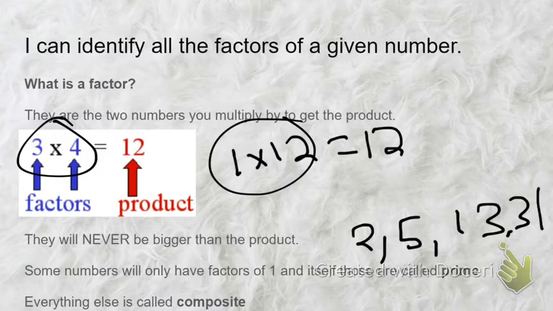Everything else is considered composite, okay? So composite, 12 is an example of a composite number because it has other factors than 1 and itself. Some other composite numbers are 8, so it has factors of 1 and 8, 2 and 4. Because it has 2 more factors than just that 1 and 8, it is considered composite.